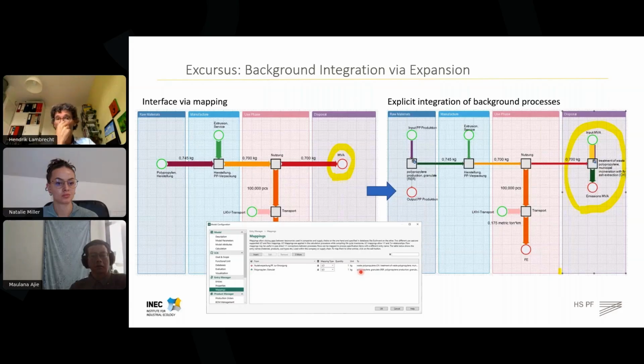But sometimes I also want to know what happens in the background. So of course, I can also integrate information from the background system in my model. This is when I'm using, for example, the expand function of Umberto. As you can see here, I can take processes from the background and take them into my foreground model. This is what happens here. So here I have explicit modeling of the production of the raw material or the waste incineration. Okay.